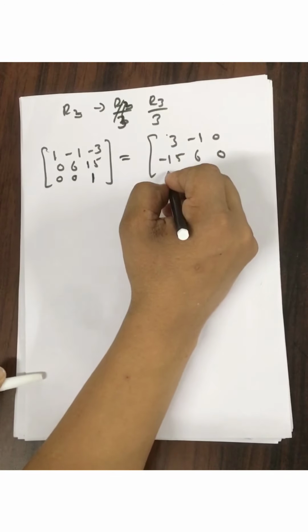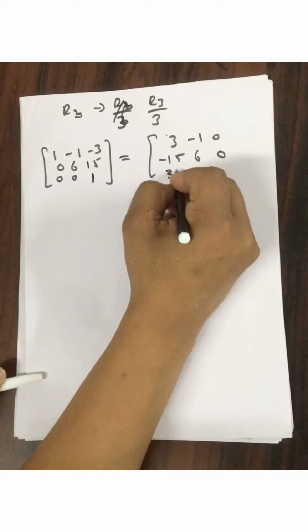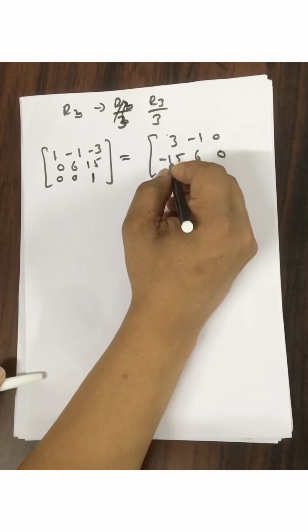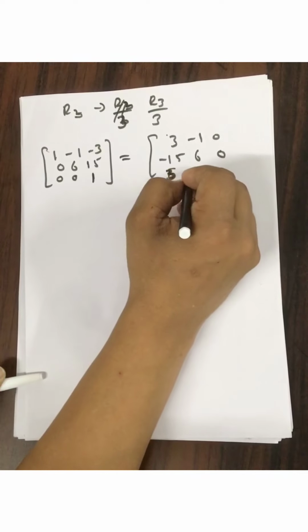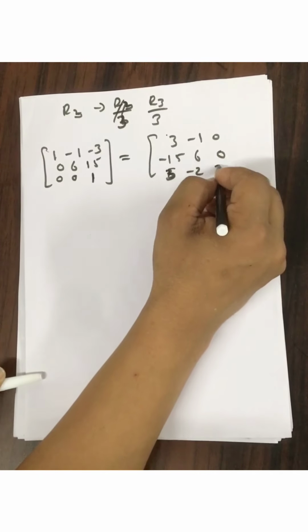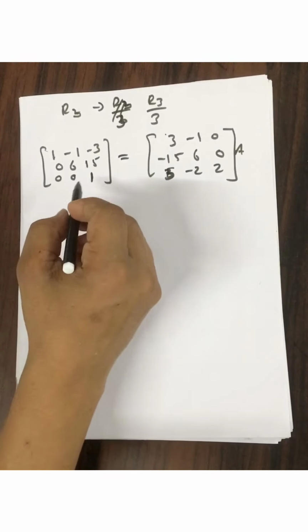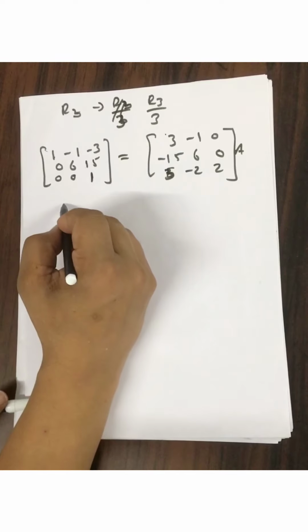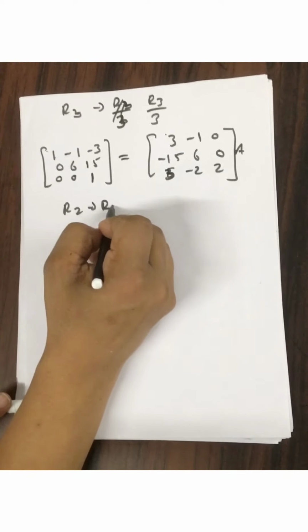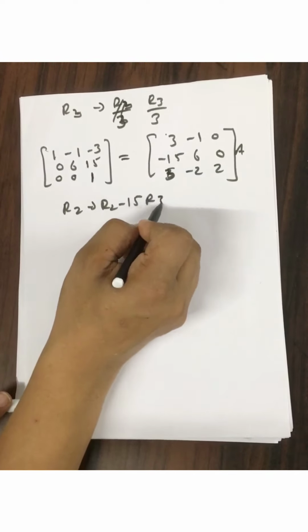And over here, if you divide by 3, what happens? It will become 3, 5s. This will be 5s, and 3 minus 2s, and 2. Okay. Now this much we have got. Now we have to get rid of this 2. R2 minus 15 R3, this one.